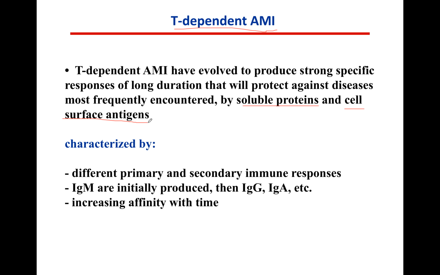And so later on we'll talk about how the immune system protects against viral infections and cancer. But when we're looking at soluble proteins and cell surface antigens, the T-dependent AMI is critical. It's characterized by different primary and secondary immune responses, which we've seen. IgM is initially produced, then IgG or IgA, depending on where the response is. And you can have increased affinity with time, as we've seen in the primary and the secondary responses.